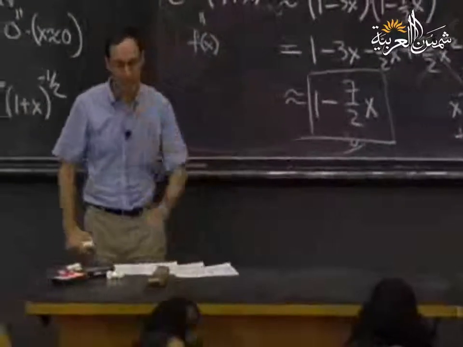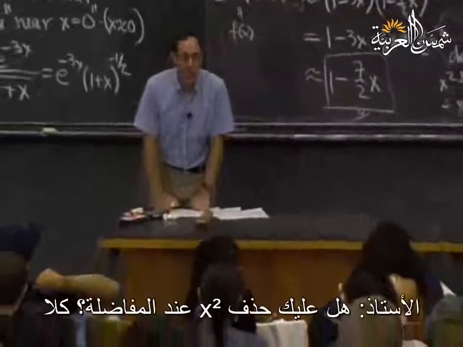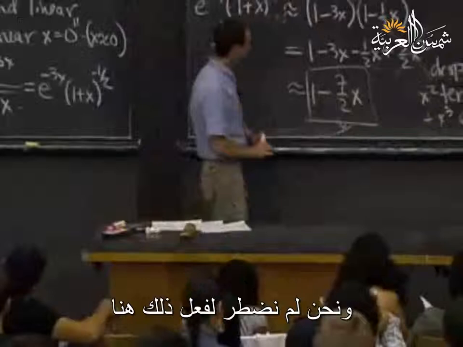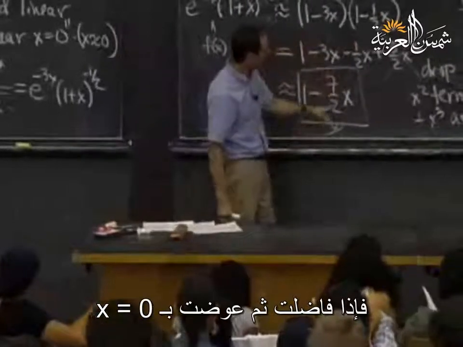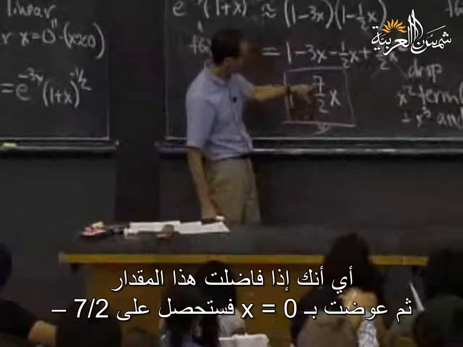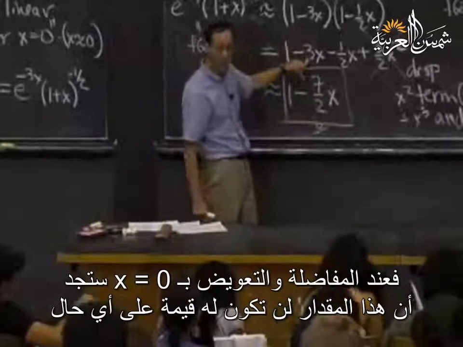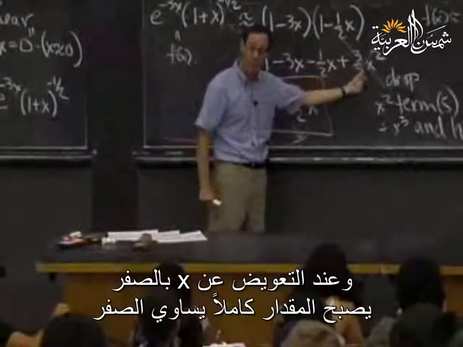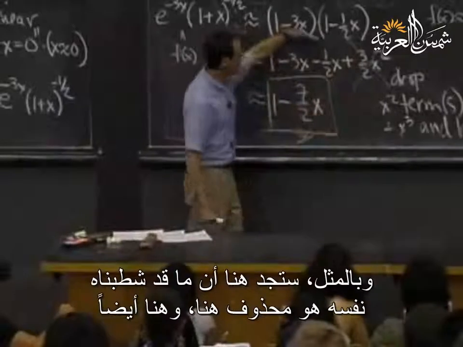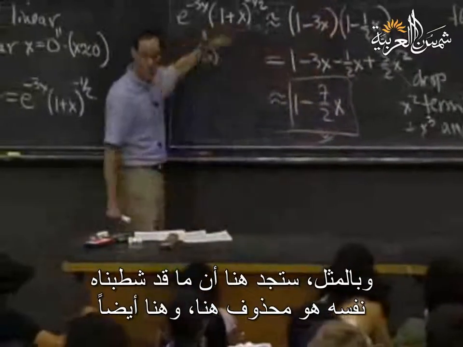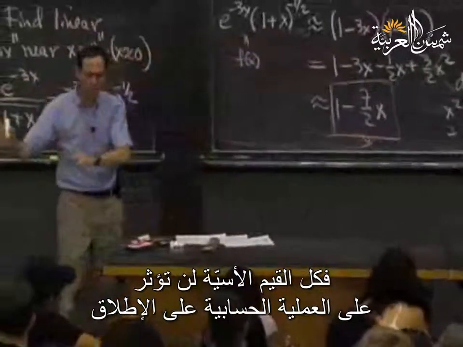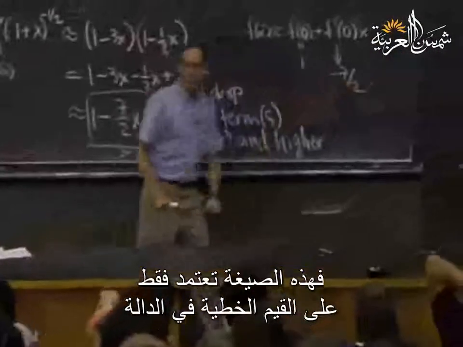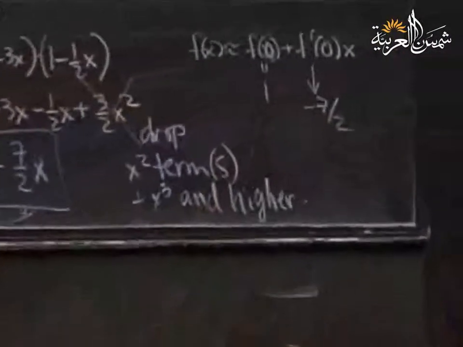Would you have to throw away an x squared term if you differentiated? No. And in fact, we didn't really have to do that here. If you differentiate this and you plug in x equals 0, you get minus 7/2. If you differentiate this and you plug in x equals 0, this term still drops out because it's just a 3x when you differentiate, and then you plug in x equals 0, it's gone too. And similarly, if you're up here, it goes away, and similarly over here, it goes away. So the higher order terms never influence this computation. This just captures the linear features of the function.